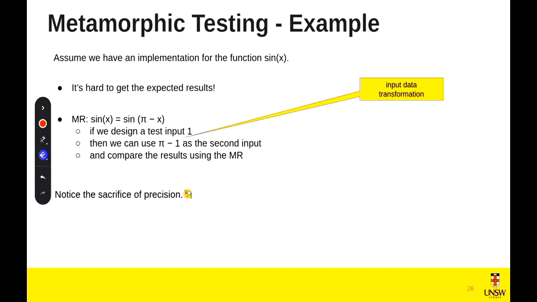But although we have sacrificed precision, we do increase the completeness or generality, because we don't care about x here. For any test input, we can use this test oracle to check for correctness. So this is how metamorphic testing works.